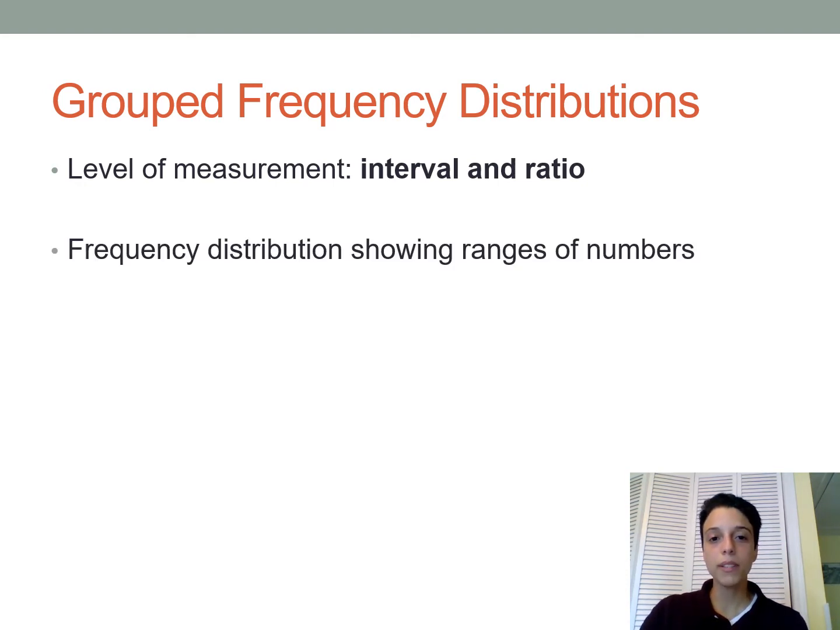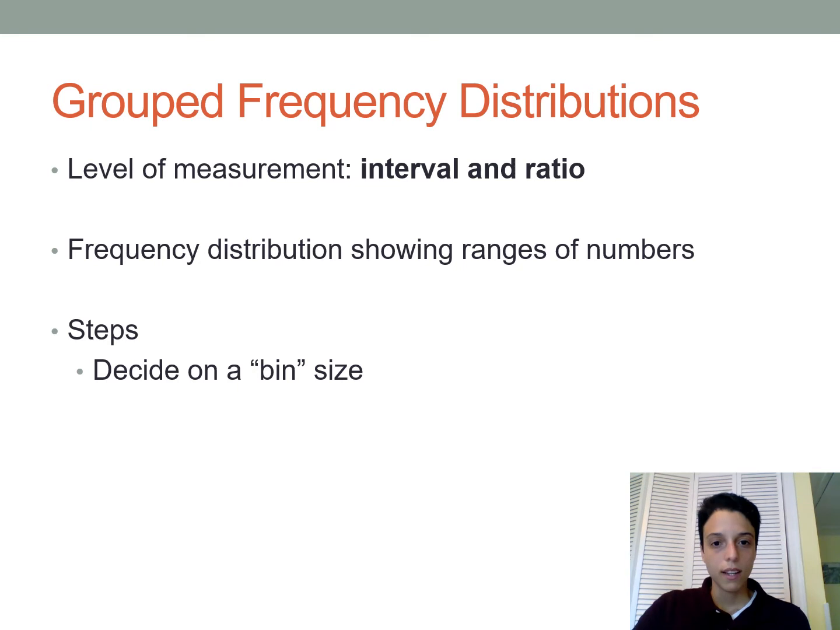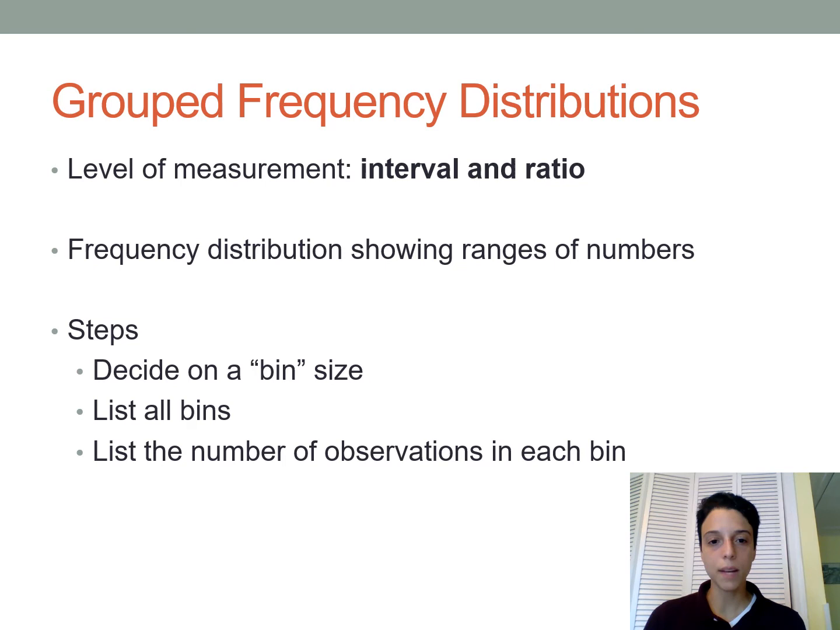And what they boil down to are frequency distributions that show ranges of different numbers. And there are a couple of steps to creating them. One is that you have to decide on a bin size. The bin is the range of values that you're going to find a frequency for. I'm going to show you an example in a second, so I'm just going to talk through the steps now. The next step is to list all the bins you've come up with. And then the final step is to list the number of observations that you have in each bin.